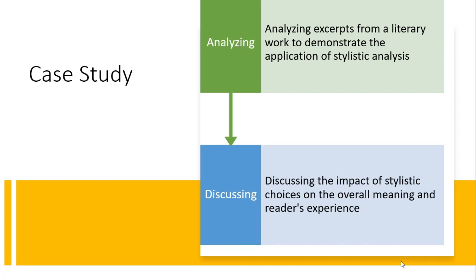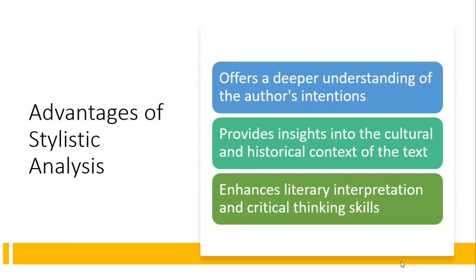There are some advantages of using stylistic analysis. Stylistics is better in some ways because it offers a deeper understanding of authors' intentions. If we analyze the choices, semantic or pragmatic use of the words by the writer, we can interpret meanings in a better way. Stylistics provides insights into the cultural and historical context of the meaning. Because writers link text with the context, they use connotation or denotation, or contextual or pragmatic meanings of some words to convey some specific message or create some aesthetic value or impact. Stylistics enhances literary interpretation and critical thinking skills, because the person who does stylistic analysis gets more practice in critical thinking.